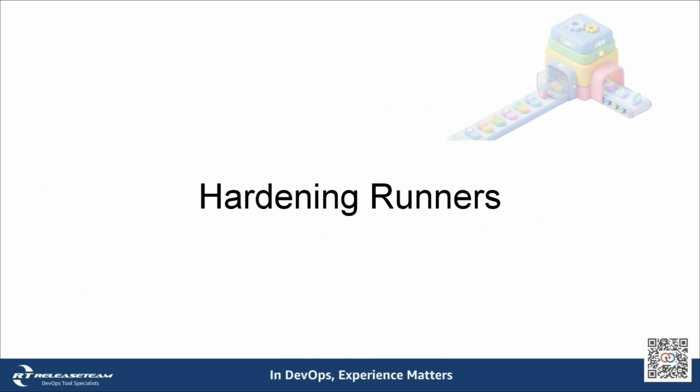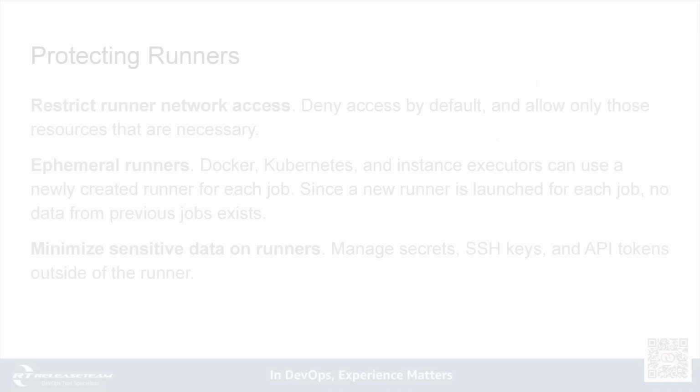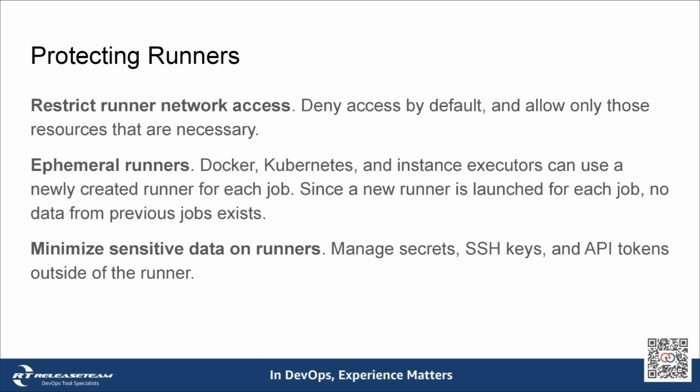When deploying self-hosted runners, let's talk about how to design a secure environment. Treat your runners as a threat inside the walls of your network. Prevent the runners from communicating with unauthorized hosts using network controls. Where possible, only run one job on a runner. This is commonly configured with the Docker or instance executors.